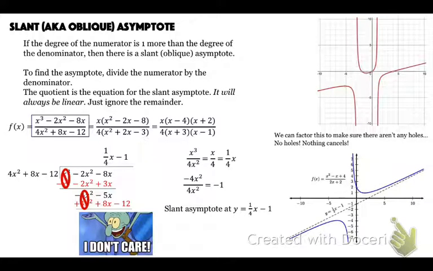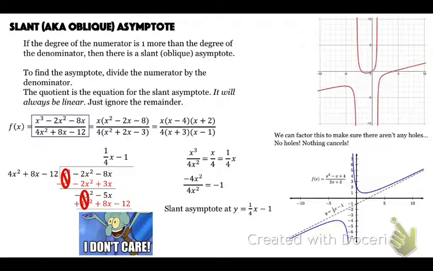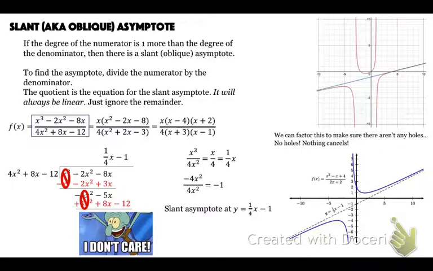Okay, and if you were to graph that, it looks like this. So there's our graph, and then I put in the line y equals 1/4 x minus 1. This is using Desmos. Desmos is an awesome calculator online if you need an online calculator. But we can see that there is our slant asymptote.